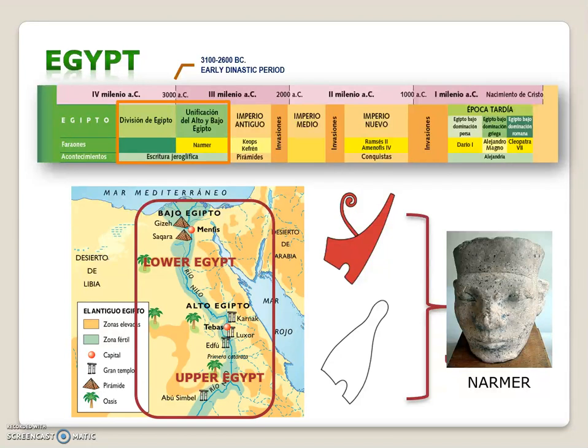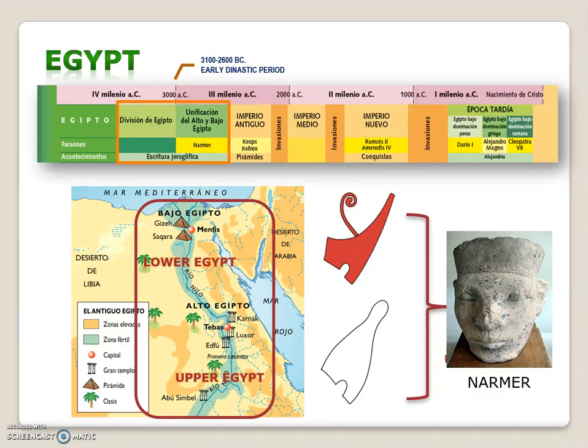But if you look at the timeline, we are going to see a very long history with different periods. The story of Egypt, we can say, ends in 30 before Christ. That means almost 3,000 years of history. The end of ancient history is here, when the Romans conquered Egypt in 30 before Christ.